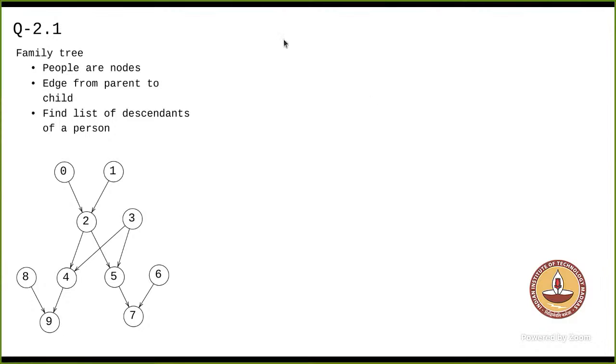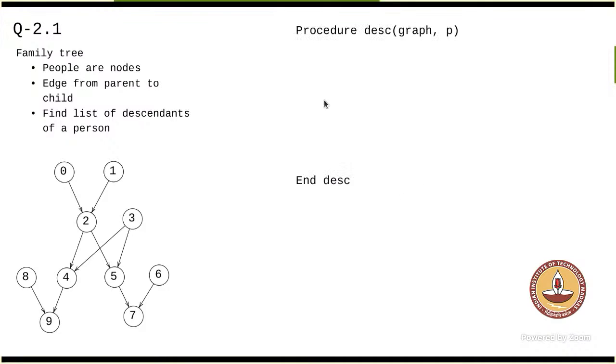I'll again sketch out the skeleton of the code, and then you can fill in the rest. So you have this procedure, descendants of graph comma p. P is the parent, P is one node. It could be, let's say, 1. P could be 1 here. So how do you proceed?